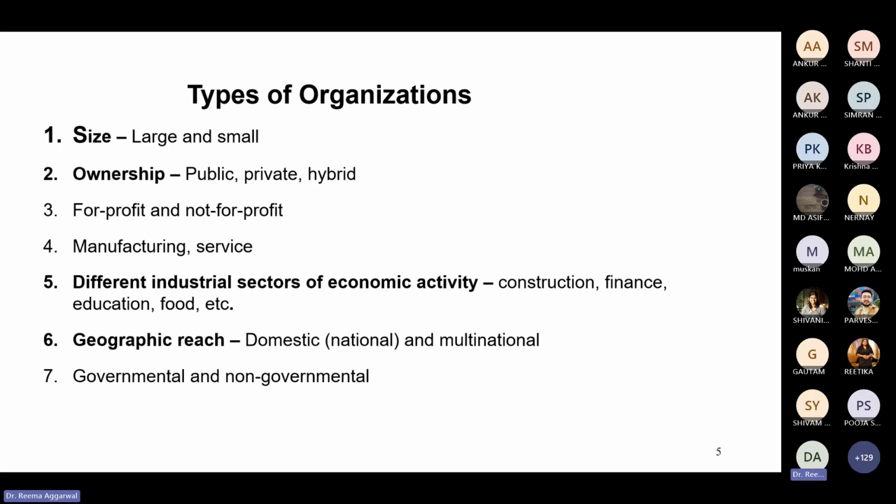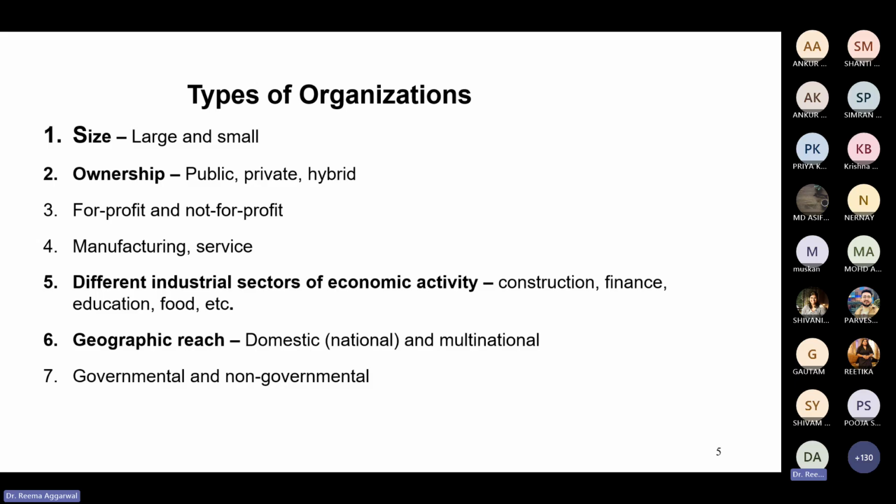So it doesn't matter whether an organization is large or small. Even ownership doesn't matter. It could be public, private, or hybrid. It could be a profit-making organization, and even a non-profit organization is also an organization.